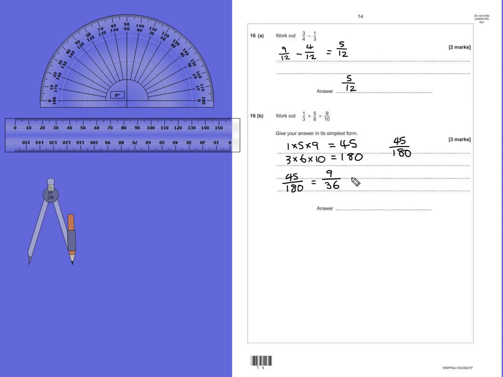We now have 9 and 36. It's not in its simplest form because both of these are also in the 3 times table. So 3's into 9 is 3. 3's into 36 is 12. We're not simplified yet. Both of these are also in the 3 times table. You're just constantly looking for common factors until there's no more. 3's into 3 is 1. 3's into 12 is 4. Now we've got 1 over 4. The only common factor is 1. So in its simplest form, the answer to this is 1/4.